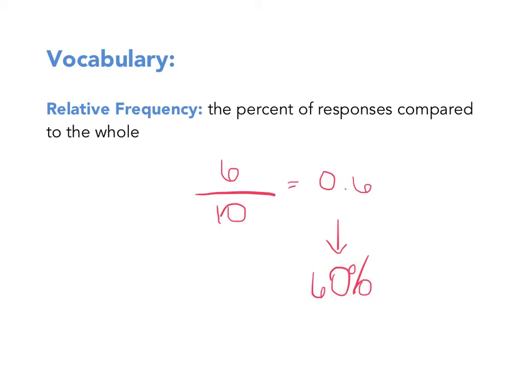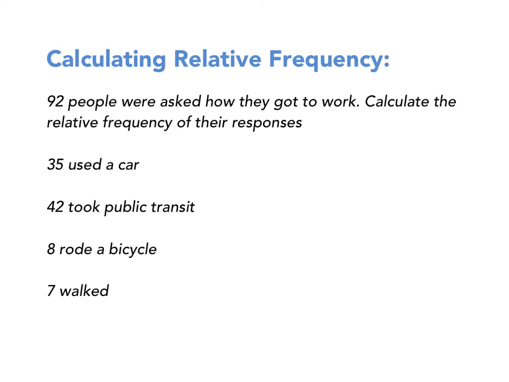So let's get into it. When we calculate relative frequency, we leave our answer as a decimal and do not make it into a percentage. But you would do the process the same way as if you were finding a percent. So 92 people were asked how they got to work. Calculate the relative frequency for each of their responses. So my whole is 92.